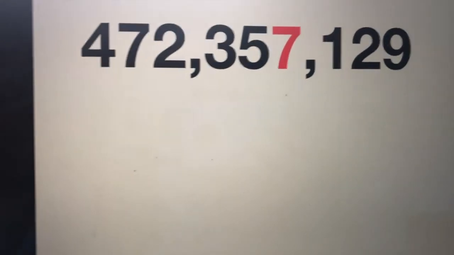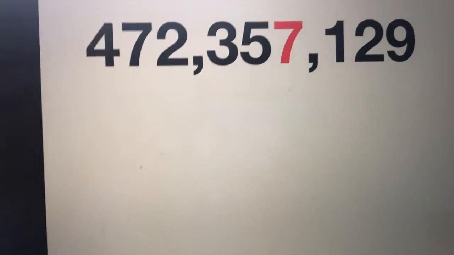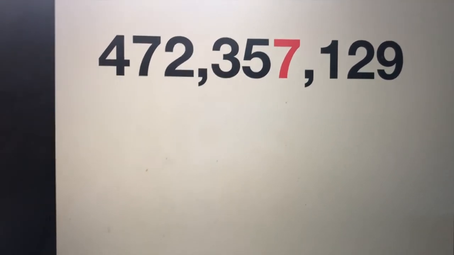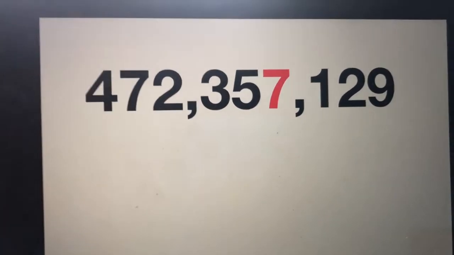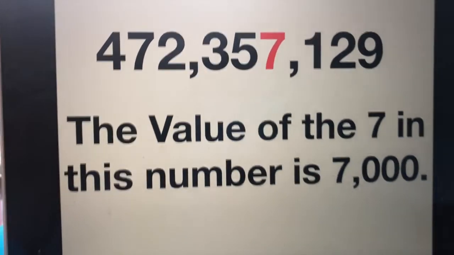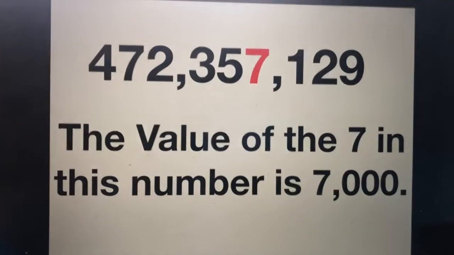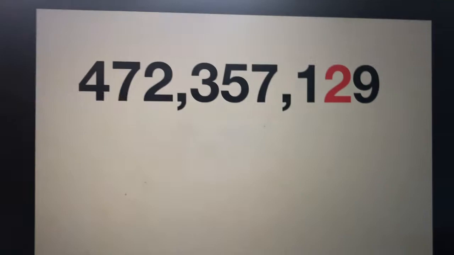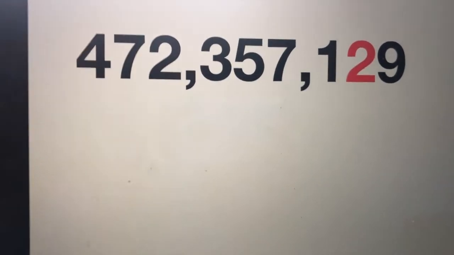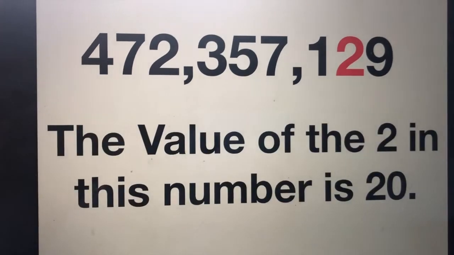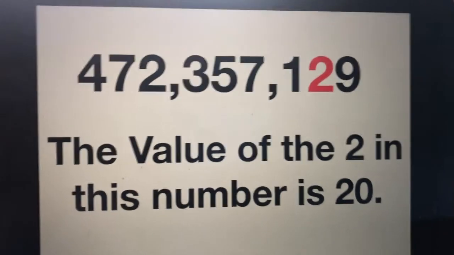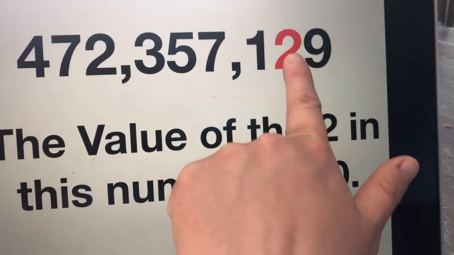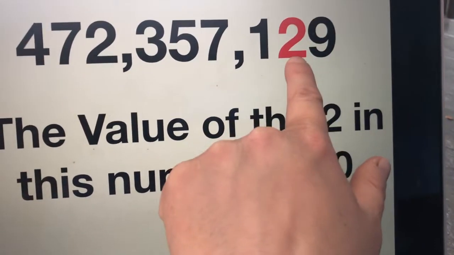Next, we're going to talk about the value of the numbers. So each number in any given number has a different value. Looking at this number, the 7 is in the thousands place, which means the value of the 7 is 7,000. The 2 is in the tens place, which means the value of the 2 is 20. I like to think about this like money. If I had this much money, I would have $20, 2 $10 bills.